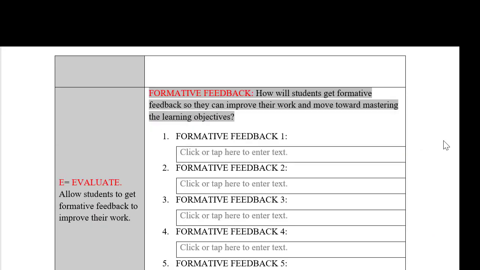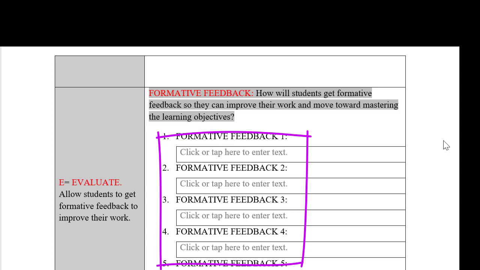My favorite section is the evaluate section, allowing students to get formative feedback in order to improve their work. I do formative feedback all the time. I am trying to do so much feedback this year, and I hope that I see it in their results. How will these students get formative feedback so that they can improve their work and move toward mastering their learning objectives? After all, that is your goal, for them to master the learning objectives.